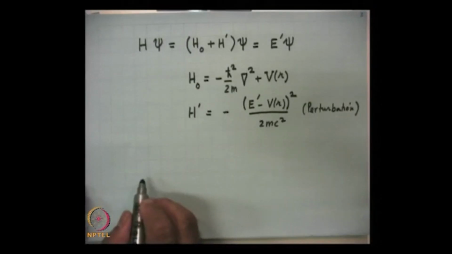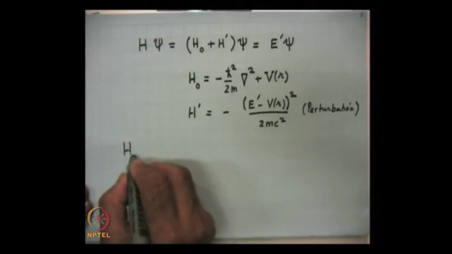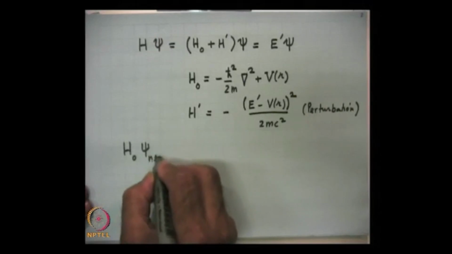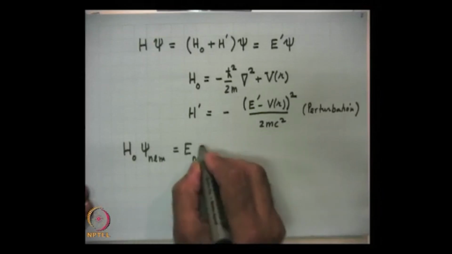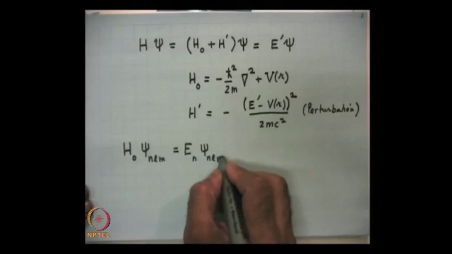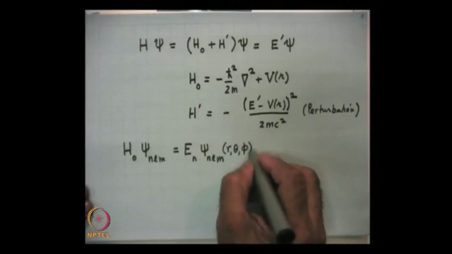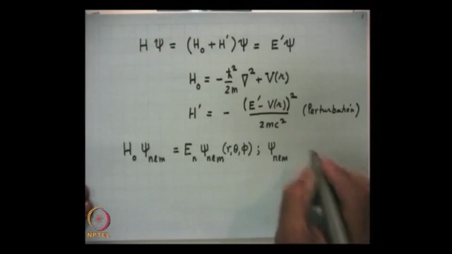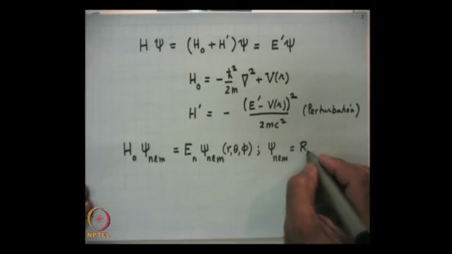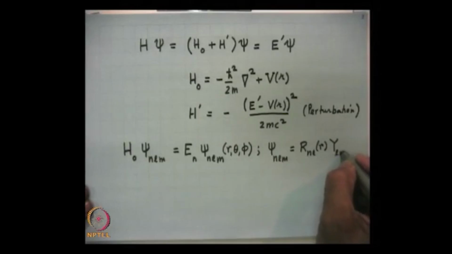Now, for H naught, we know the solution of the eigenvalue equation. In fact, H naught psi n L m is equal to E sub n psi n L m, where psi n L m is a function of r, theta and phi, and these wave functions are given by a function of r, R n L, times the spherical harmonics Y L m theta phi.